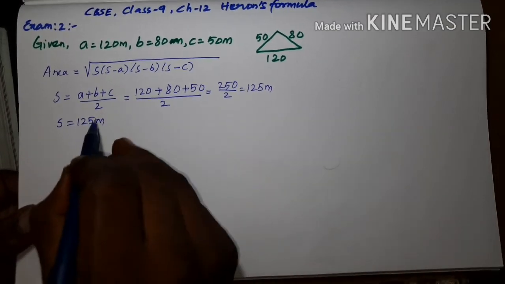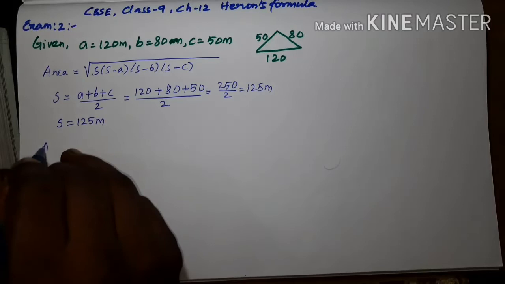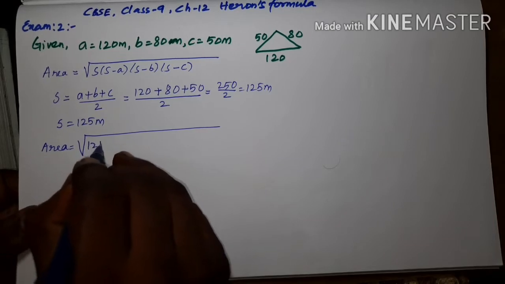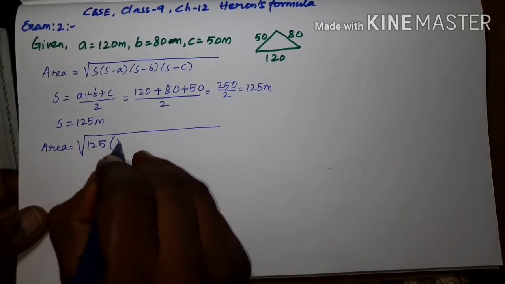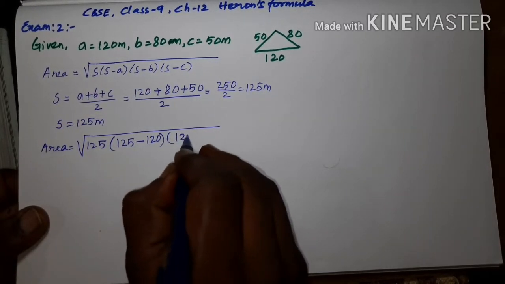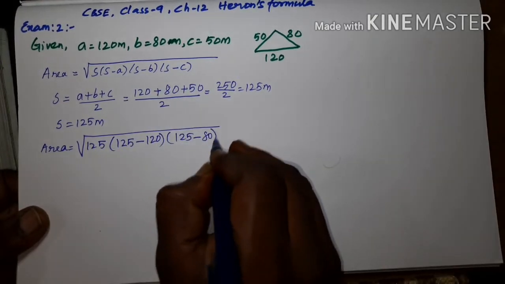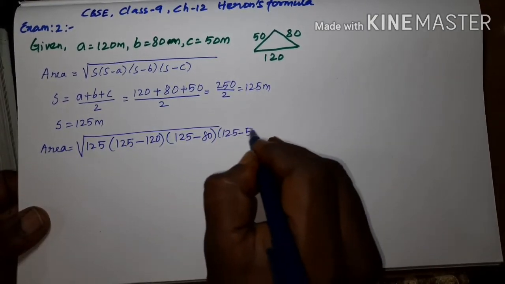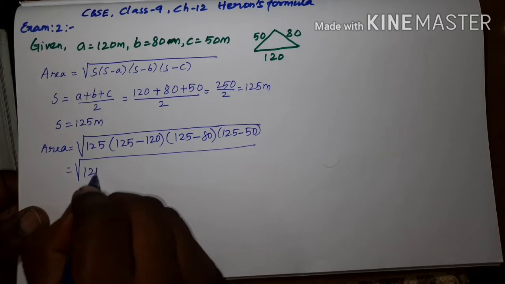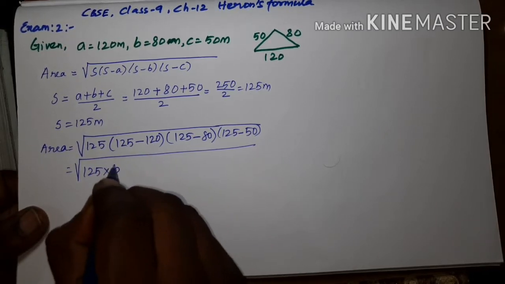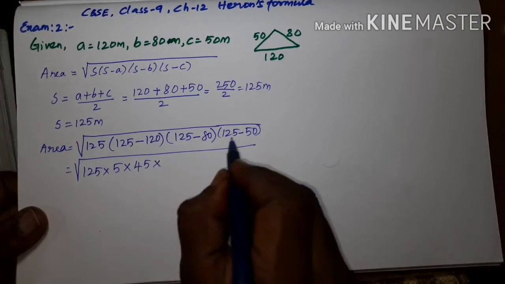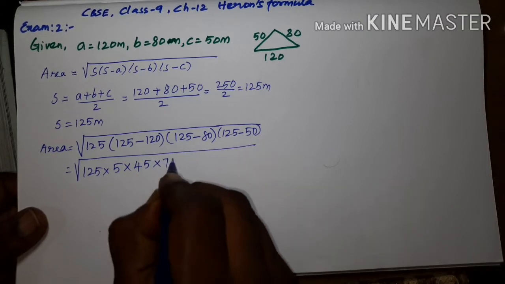We know all the values S, A, B, C. Simply apply the formula and you will get the area value. That's it. In the formula, instead of S, I am going to replace the value 125 meter. S into S minus A, that means 125 minus A value 120, and 125 minus B value 80, and 125 minus C value 50. You know how to subtract the numbers, so subtract and write the answers first. 125 into 125 minus 120 is 5, and 125 minus 80 is equal to 45, and into 125 minus 50 is equal to 75.